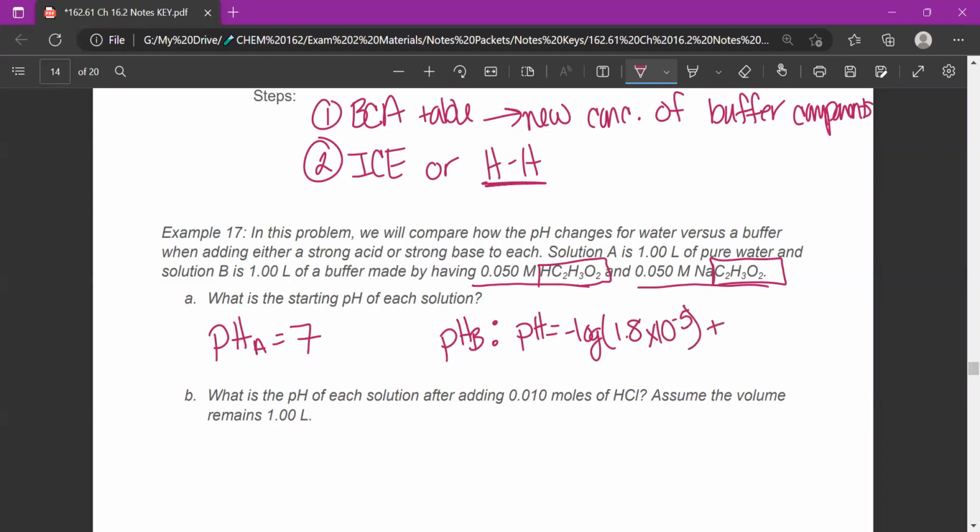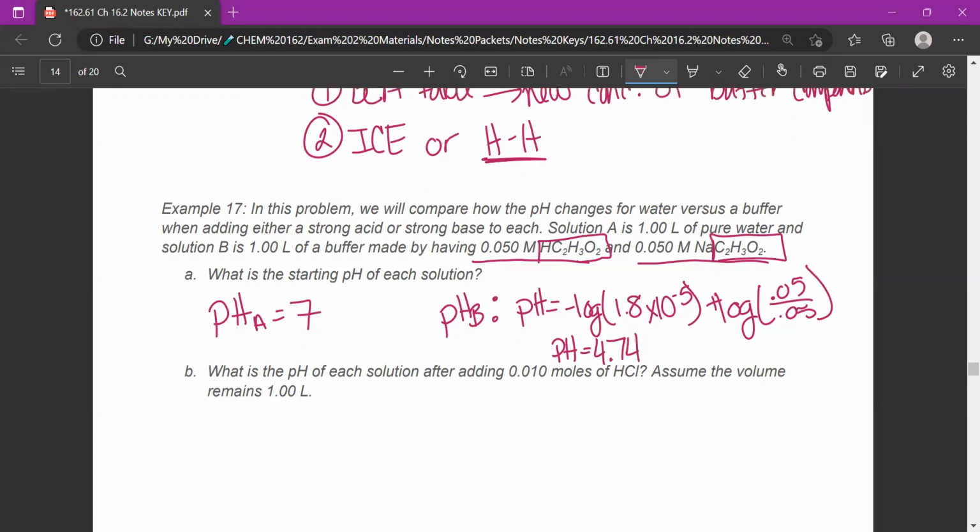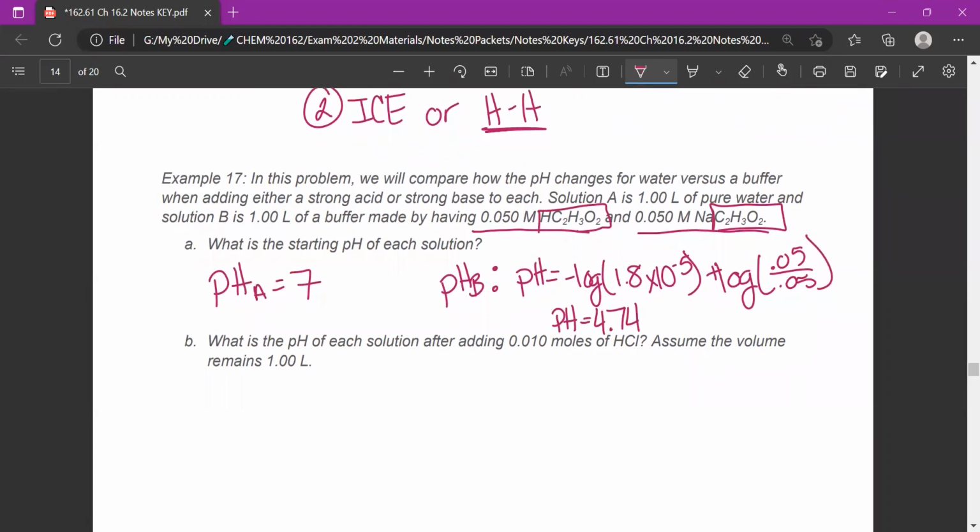Okay, plus, and I'm going to show you, if they're the same concentration, the log of 0.05 over 0.05, it's actually 0. So it's really just the negative log of the Ka. So we're going to get that the pH of this is 4.74. Okay, so yes, we do have different starting pHs, but we're going to show you what happens when I add an acid to each, how it drastically changes the water, but only barely changes the buffer.